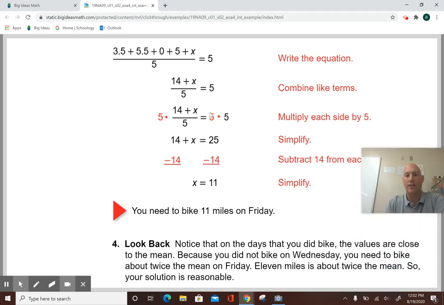Another way to check it is just to plug it in. 3.5 plus 5.5 plus 5 plus 11. When you add all those up, you get 25. 25 divided by 5 is 5. That's how you check it. You'd have to check it all by hand, but just for time's sake, I'm not doing all of that right now. Ask me if you have questions on this in class.